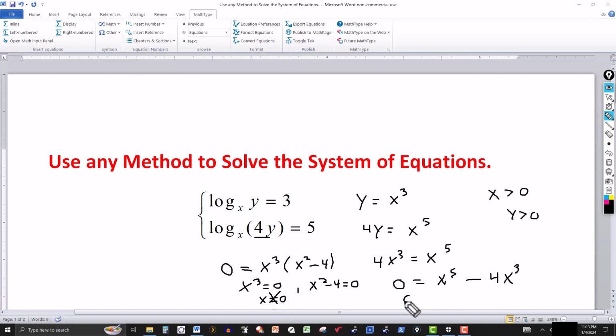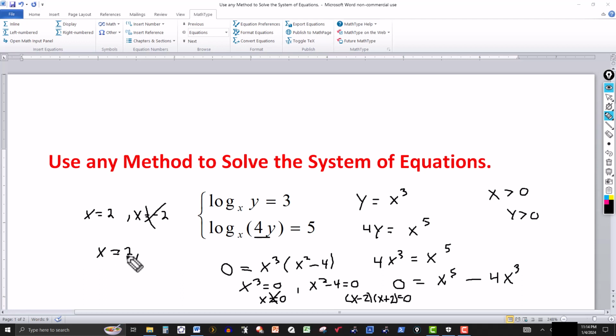And then over here, I have x squared minus 4 equals 0, so I'm going to factor that. X squared minus 4 factors into x minus 2 and x plus 2. So setting each factor equal to 0, x minus 2 is 0 when x is 2, and x plus 2 is equal to 0 when x is negative 2. But again, x represents a base, and the base cannot be negative, and it cannot be 0. So this one you have to reject. So the only possibility is that x is equal to 2.